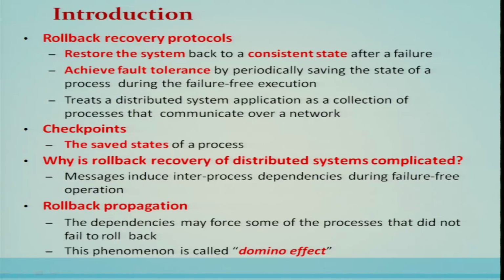Another aspect in rollback recovery is called rollback propagation. The dependencies may force some of the processes that did not fail to roll back, and this is called rollback propagation. So it is not only the rollback of the affected process, but all the processes which are dependent on that affected process have to roll back, and this cascading rollback of different processes is called rollback propagation. This phenomenon of rollback propagation is called the domino effect.